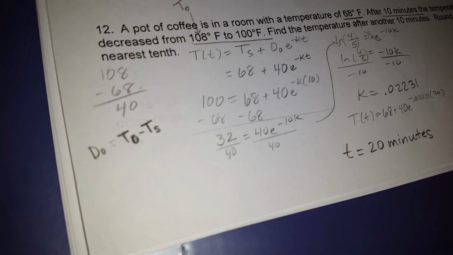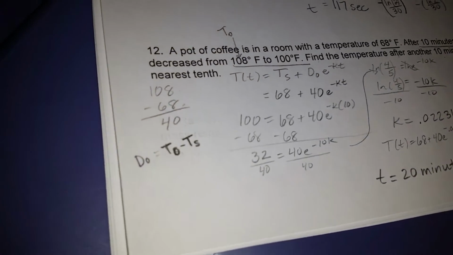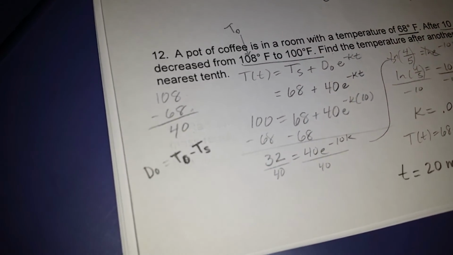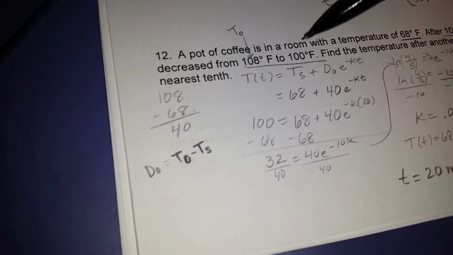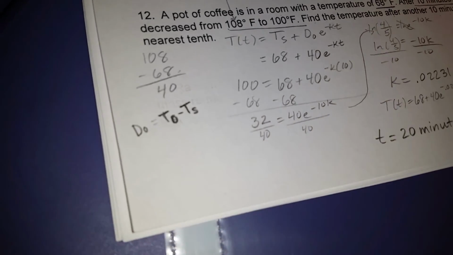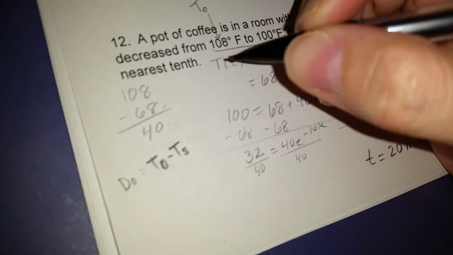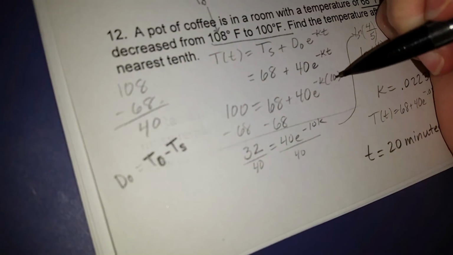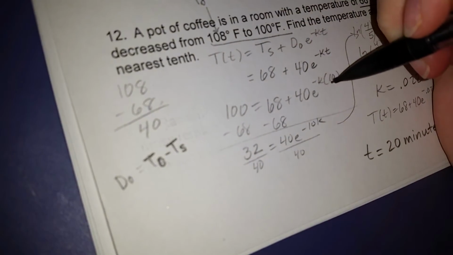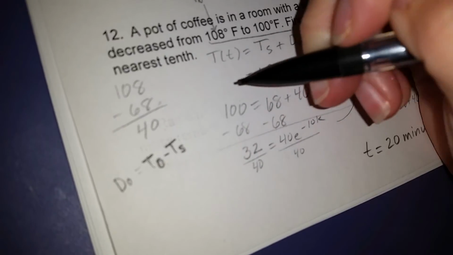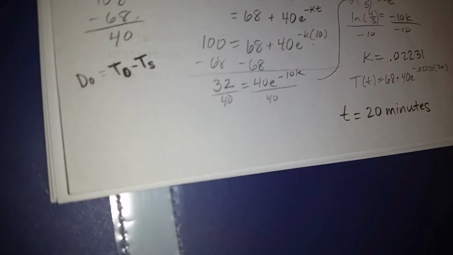Now, it says after 10 minutes, the coffee decreased from 108 to 100. So that means after 10 minutes, the coffee was 100 degrees. So I can plug in 10 for the time, 100 for the temperature. After 10 minutes, it was 100 degrees. And then I'm going to solve for K.